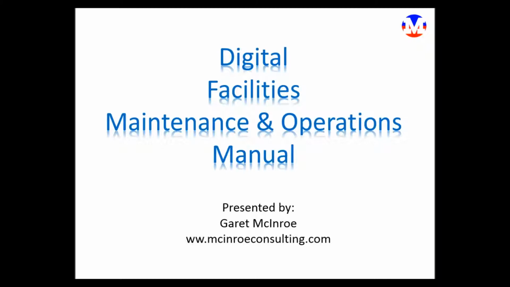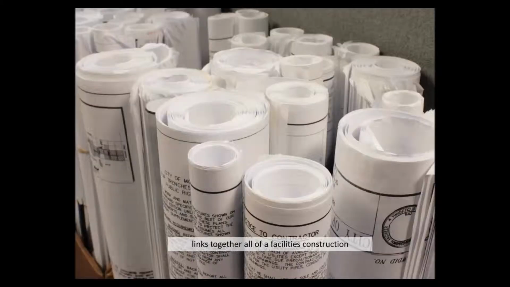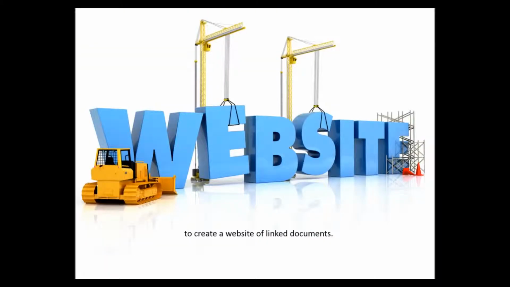This is a preview of a Digital Facilities Maintenance and Operations Manual. The Digital Facilities Maintenance and Operation Manual is a digital document management system that links together all of a facility's construction and maintenance information to create a website of linked documents.